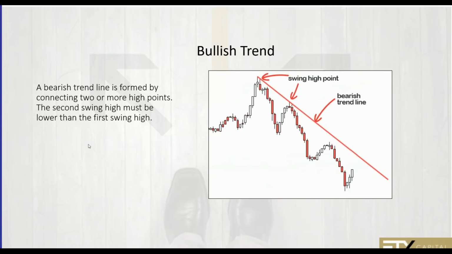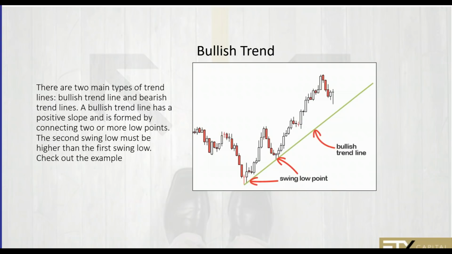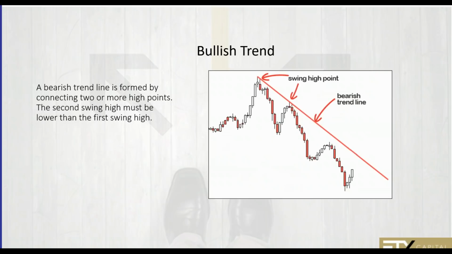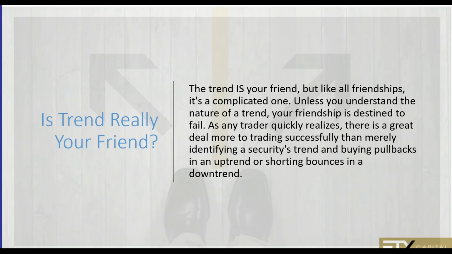Okay, and a bearish trend line is drawn the exact opposite. So you notice a bullish trend line or an uptrend is drawn underneath the prices and is supporting the prices over top. In a downtrend, we're doing it just reverse. We're drawing it on the highs above price because price is falling down and it is supporting the price moving below it. So your trend is your friend, but like all friendships, it's a complicated one. Unless you understand the nature of the trend, your friendship is destined to fail.